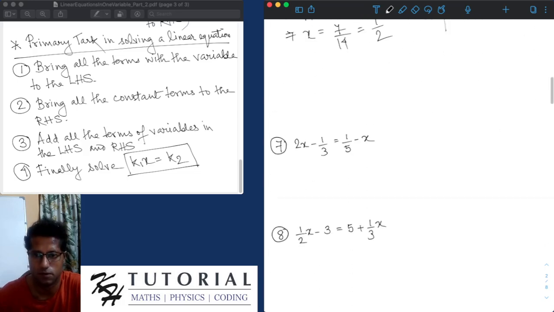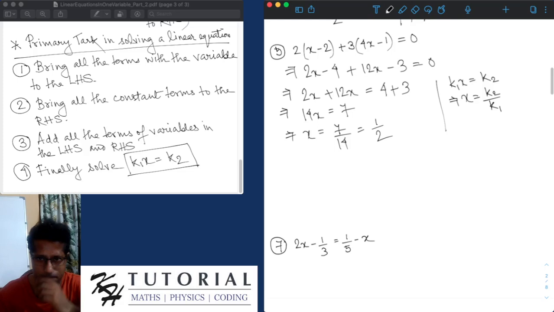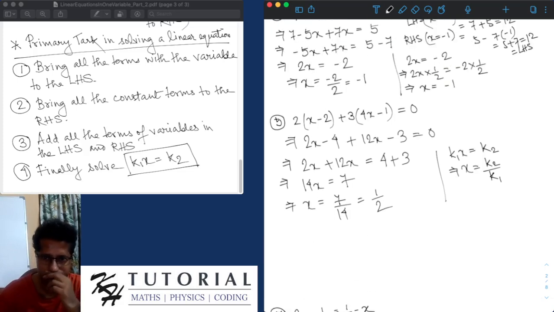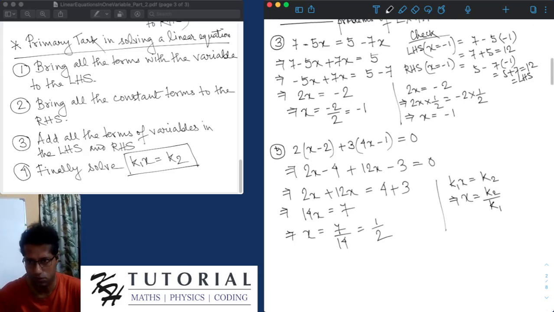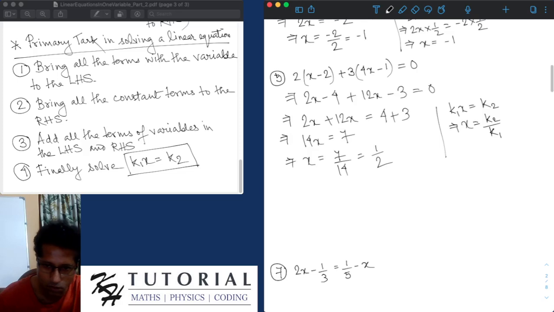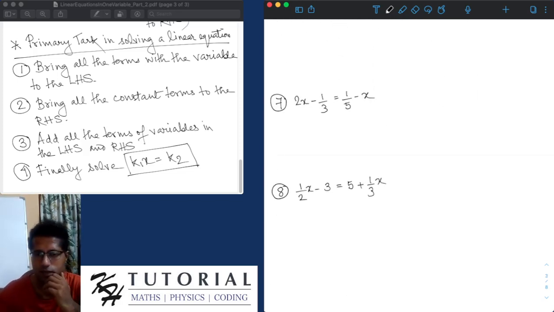Let's see problem number 7. Until now you can see all the terms were involved with variables or integers, so there were no fractions or decimals. That was easy. Now in question number 7, we see some constant fractions, that is minus 1 by 3 and 1 by 5.